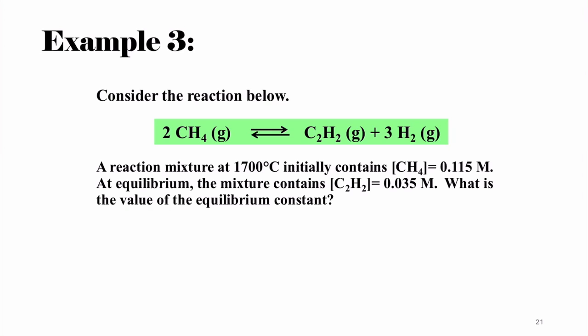We have a reaction mixture, so we'll go through this one a little bit faster. We have different stoichiometric coefficients, so be aware of that. We're given an initial concentration of methane, and then we're given an equilibrium concentration of 1 of the products here. And then we're asked to solve for the equilibrium constant. Again, we're solving for Kc. We're given 1 concentration at equilibrium and the initial concentration of our reactant.